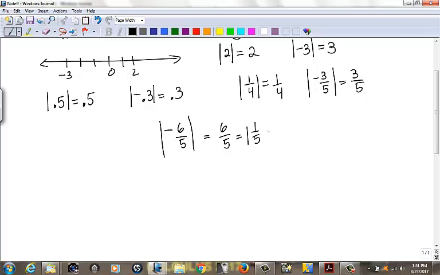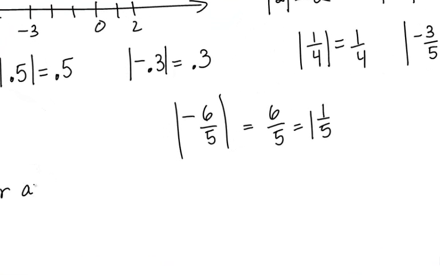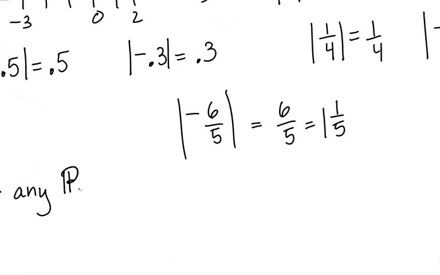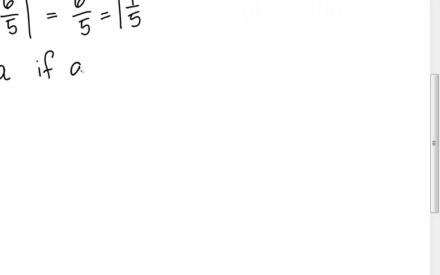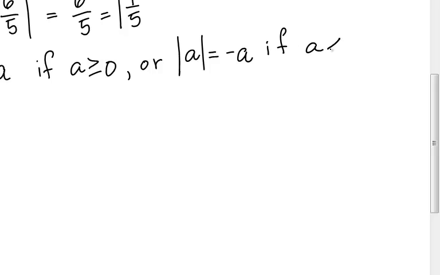Okay, so definition-wise, for any, and use a double bar R for real number, for any real number A, the absolute value of A is equal to A if A is greater than or equal to 0, or the absolute value of A is equal to the opposite of A if A is less than 0.